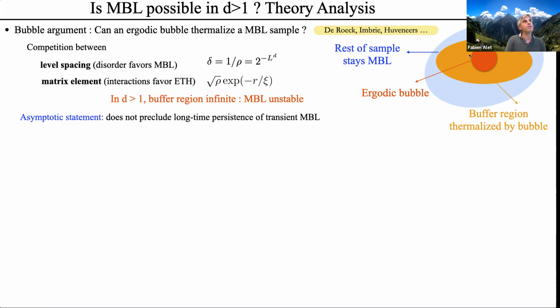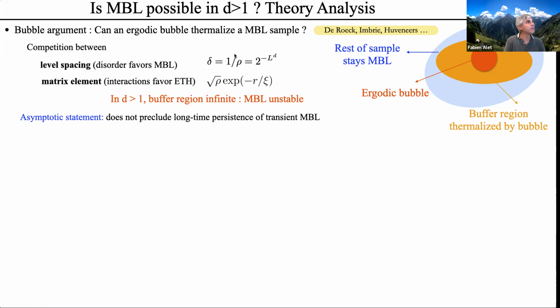And let's imagine that we initiate some ergodic bubble, something which is not localized, some kind of more ergodic part here, and try to discuss whether this would be able, because there are interactions, to thermalize some region around that, and see eventually if this buffer region, which is summarized by the red bubble, is large enough. So the argument goes this way. Basically, you have a competition between level spacing, which, induced by disorder, favors MBL, and it scales this way.